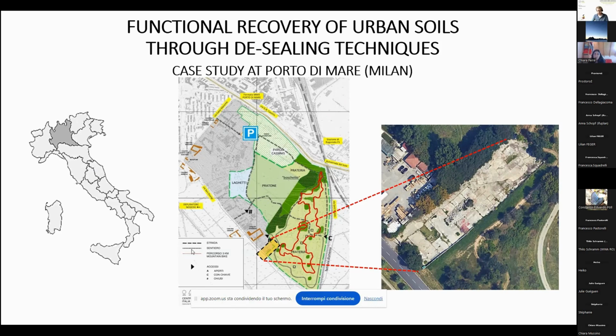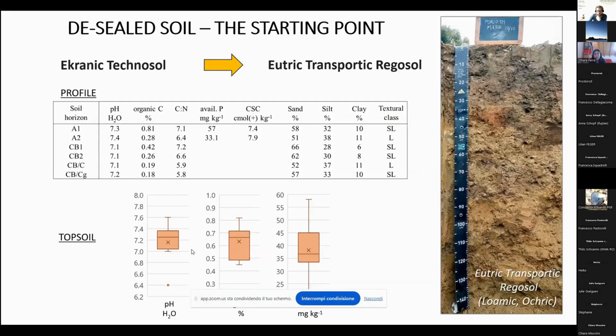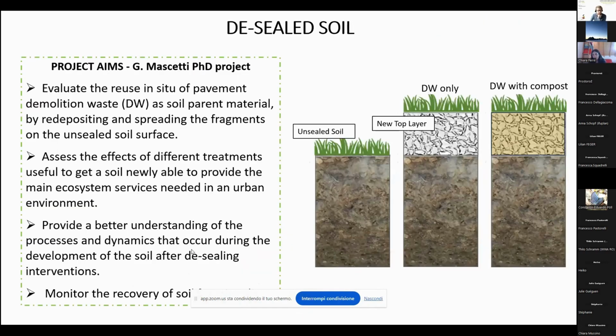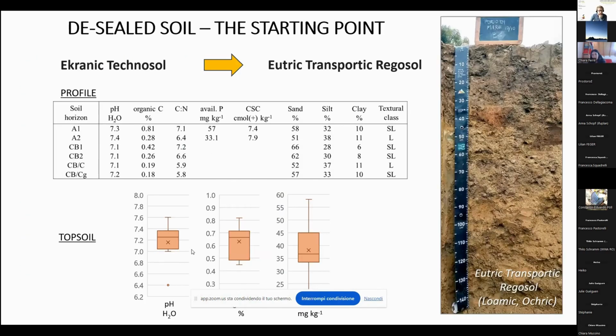And about the Milan site, this is Porto di Mare. It's an abandoned area managed by the Italia Nostra Association that took care of sealing. It's a small area, and yes, before the sealing and immediately after the sealing, we studied the soil. And here is one of the 5 profiles that we studied.